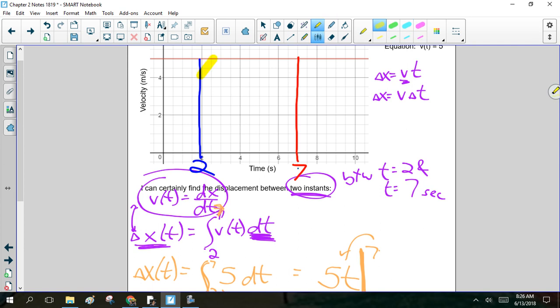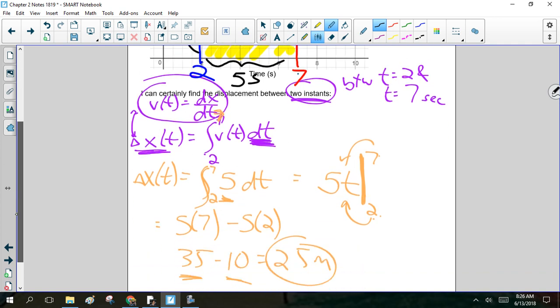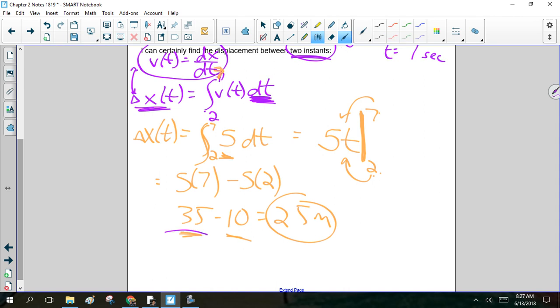So the displacement should be this area here, okay? Because what did we do? Well, we went at 5 meters a second for 5 seconds, right? So let's think about what the 35 and the 10 are, right? Because down here we did 35 minus 10. So what is the 35 and the 10?